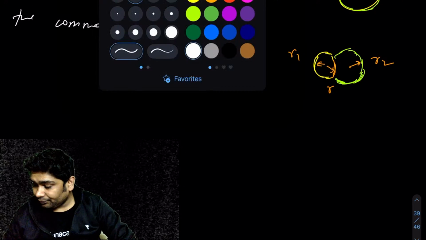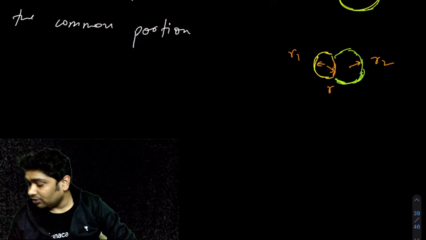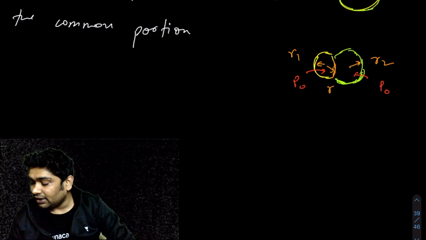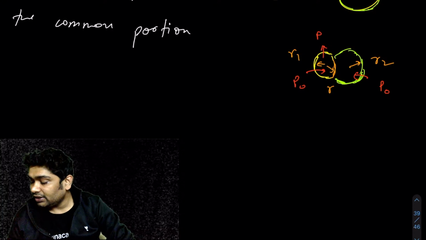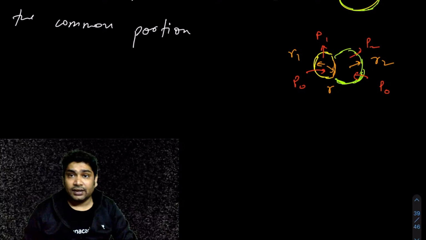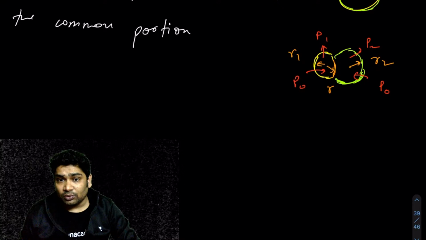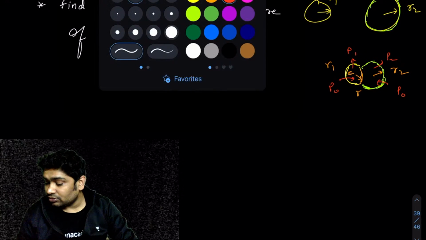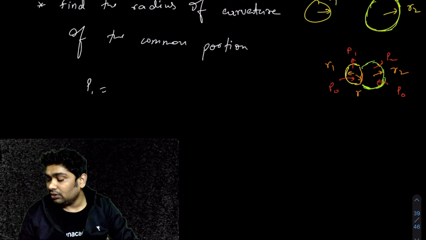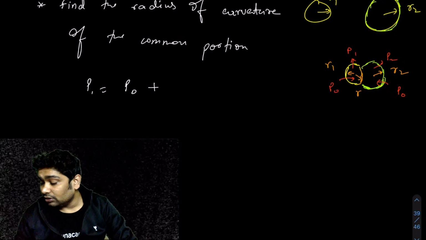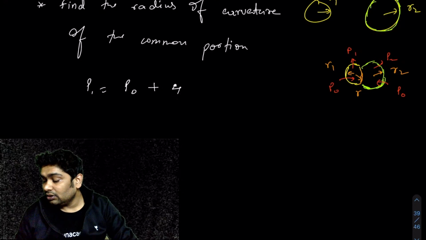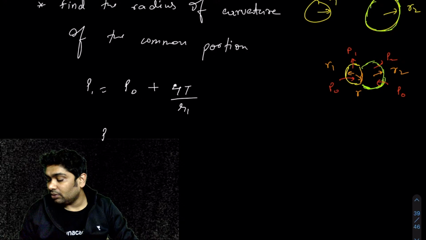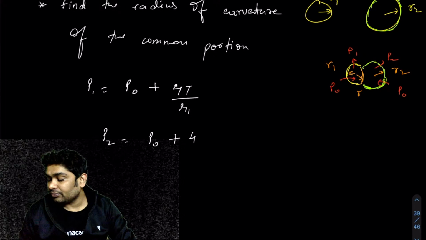आपको पता है आपका यहाँ पे प्रेशर P नॉट है, यहाँ पे प्रेशर P नॉट है, तो जब P नॉट से इधर क्रॉस करोगे, तो इधर एक अंदर प्रेशर आया P1 और इधर एक प्रेशर आया P2, ठीक है भाई? तो P1 और P2 हम निकाल सकते हैं। So what is going to be the value of P1 and P2? So P1 would be equal to P naught plus, since this is a bubble, 4T over R1, and similarly P2 would be equal to P naught plus 4T over R2.